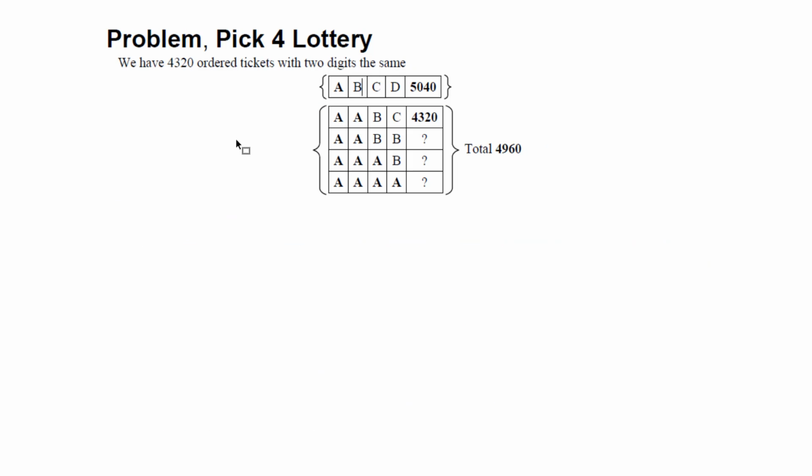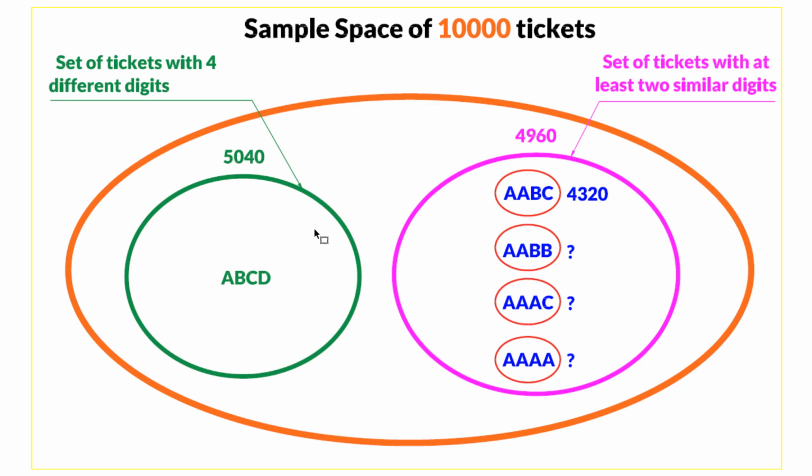And now we can summarize the results as follows. We have a group of tickets with 4 different digits. We know their number, and we have the tickets of 2 similar digits, and their number is 4320. And now we are going to look for the number of tickets of the form AABB and until the end. Now we are going to update our information: all these numbers of tickets are known to us, and we have 3 subgroups whose number of tickets we still don't know yet.